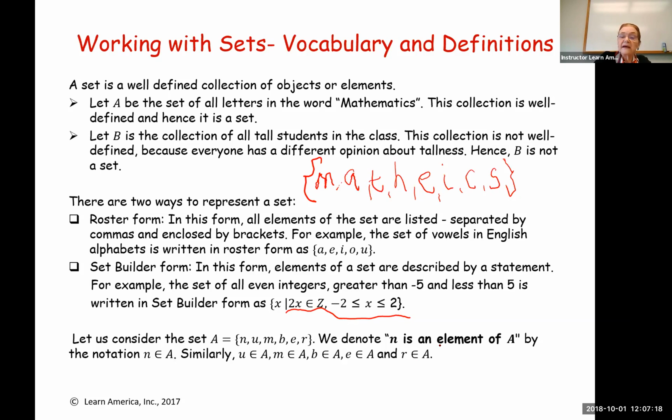So let's consider set A consisting of the letters in the word number. We denote that N is an element of A by this notation, N with a little kind of Greek epsilon sign, and that is an element of A. Similarly, U is in the set, so U is an element of A, M is an element of A, B is an element of A, E is an element of A, and R is an element of A.